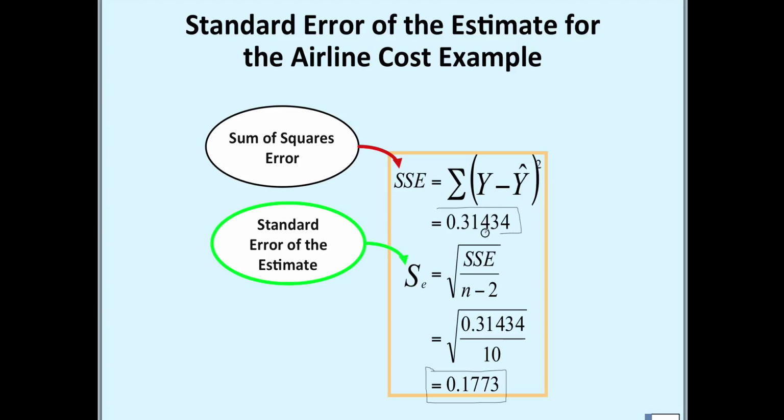SSE is 0.31. So please record these values as well. Write down that for the airline data, SSE was 0.31. For the airline data, standard error or SE was 0.1773. Please write it down because we are going to use these values a lot.